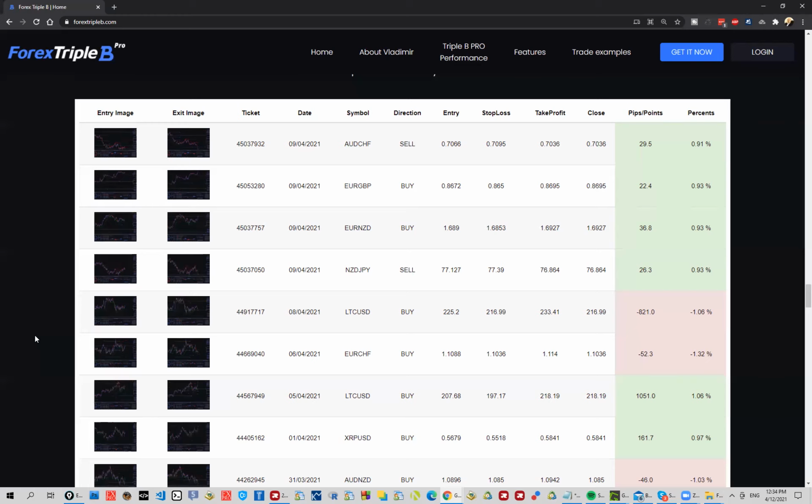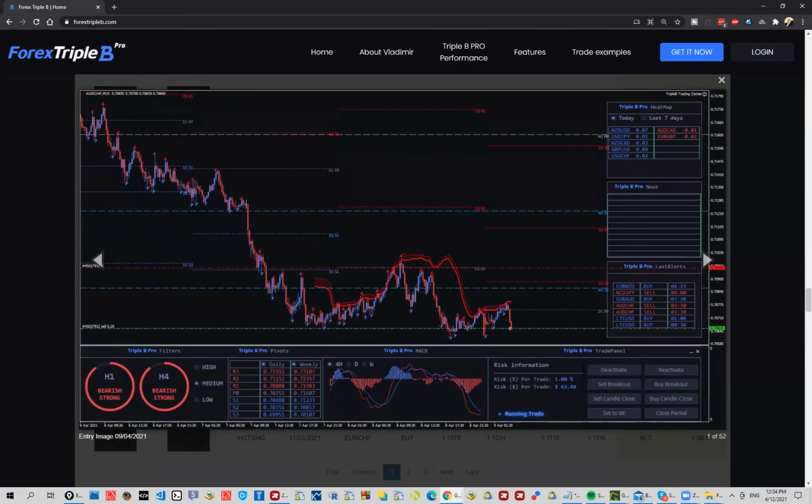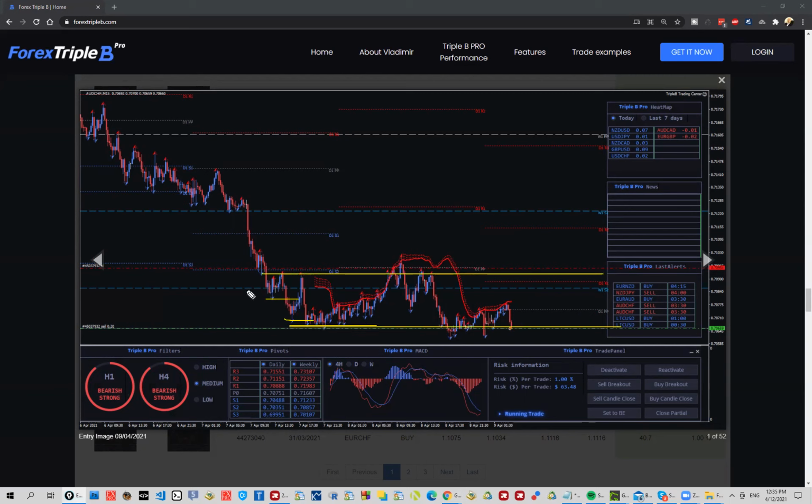So that's about this. And last but not least, Aussie franc. Now this is where Triple B identified the bearish situation. We can see what's happening with the MAs, the lack of divergence between these swings right here, which is a good point. That zone that was reached, multiple false breaks, and the price started again going into consolidation, okay?